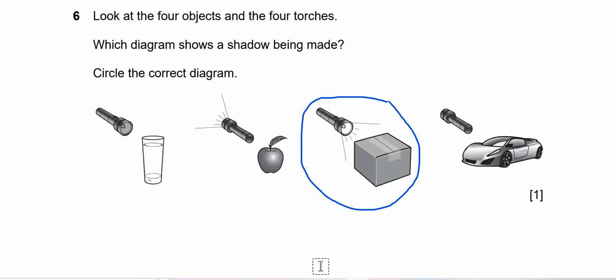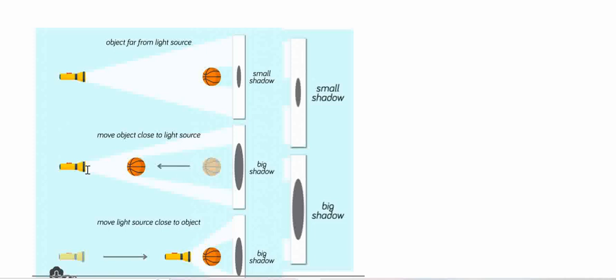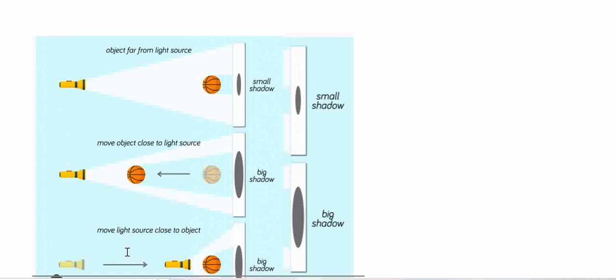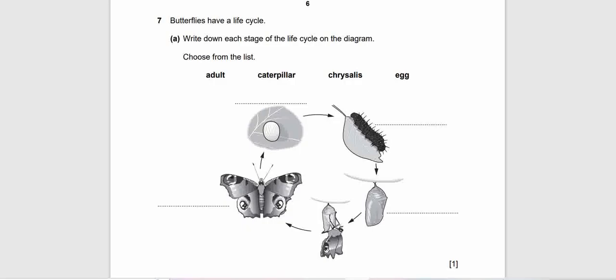Let's check the diagram. So we can see that the torch is facing the object, and because the light rays are blocked, it will create a shadow here. Right, we hope it's clear. The shadow is formed as the result of the light being blocked by the opaque object. Right, next. Question 7.